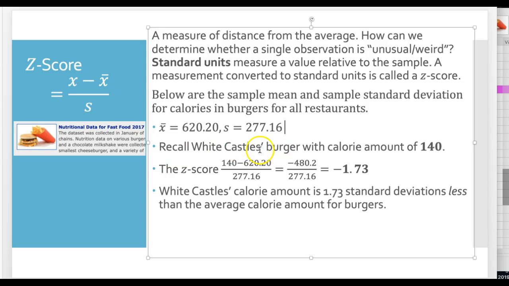So if I recall White Castle's burger with calorie amount of 140, well, let's calculate the z-score. So this is the smallest, but is it unusually small, right? Is it like an outlier? Well, let's look at this difference in terms of standard deviation. So what the z-score is doing is, first I'm going to compare my observation, 140, to the mean. And if I take this difference, what I find is that it's negative 480.2. So what this tells me is that the White Castle's burger has 480 fewer calories than the average.